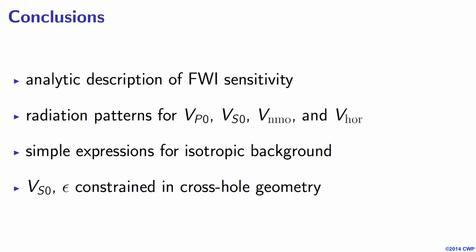So the purpose of this study was to get an analytic description of the sensitivity of the model parameters to FWI. And we do this by obtaining radiation patterns for the model parameters, the 4 velocities. So in this case, we just obtained simple expressions for isotropic backgrounds. Again, the goal was to get a qualitative understanding of the radiation patterns. And we see that VS0 and epsilon are constrained in the cross-hole geometry.